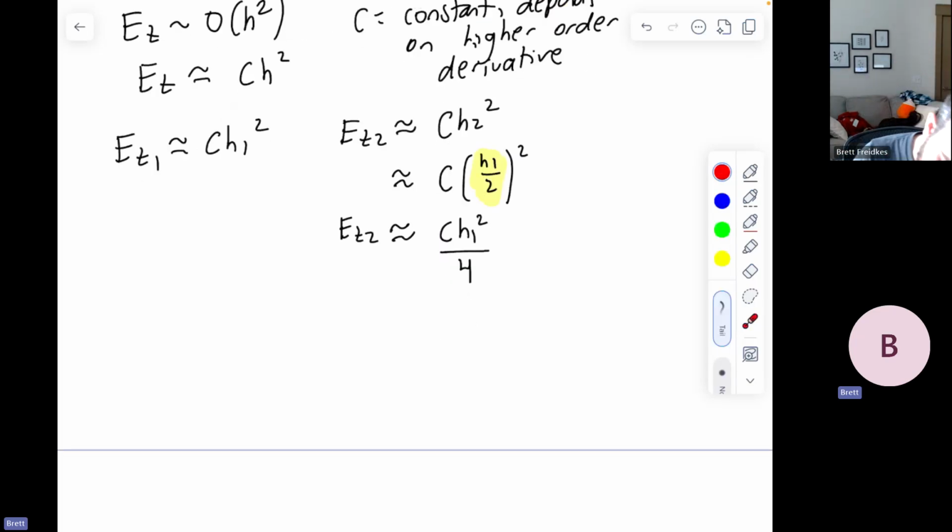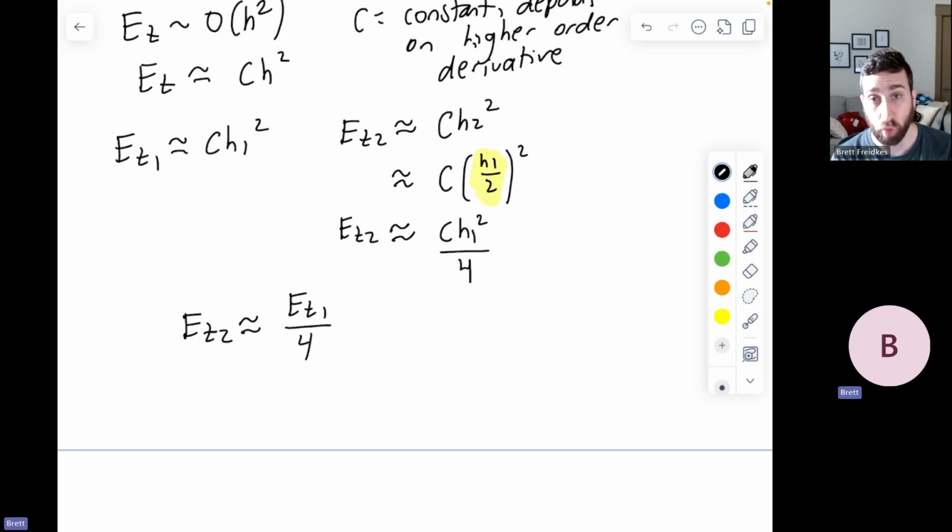Now, if you were to compare this and this, we can see that C h1 squared is the same as the true error from the first iteration. So we can just plug that in. And what that tells us is that our true error for the second iteration will be the true error of our first iteration, but quartered. As we already mentioned, this is just more of a mathematical way of showing that. But that's what we discussed previously, that for central, if you were to half h, you would quarter the error.